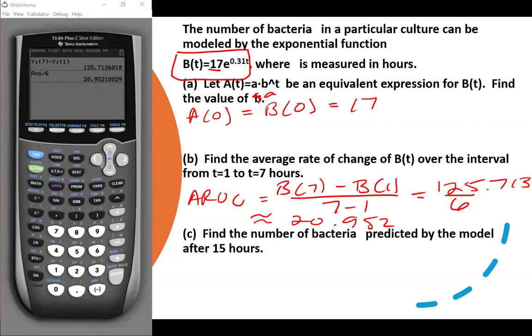So we're at 15 hours. It says find the number of bacteria predicted by the model after 15 hours. Well, that's just your T, right? Do you see how in the calculator homepage, I can utilize alpha trace y1 and find 15? And that would be my prediction. I'm supposed to also model this in Desmos.